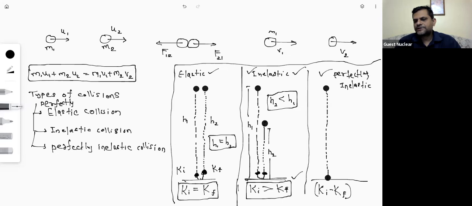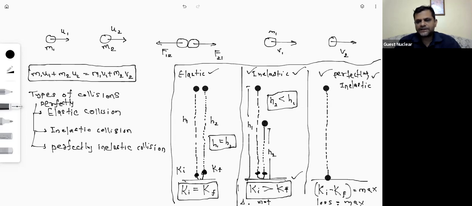This is called a loss in kinetic energy, and this loss in kinetic energy is going to be maximum in case of this perfectly inelastic collision. Remember, this is the speciality of the perfectly inelastic collision. That means loss in kinetic energy is going to be maximum here. Here the loss in kinetic energy is there, but it is not maximum in this case.